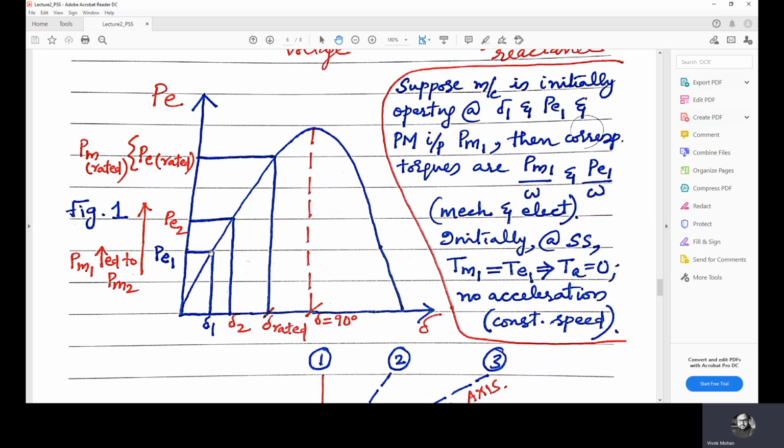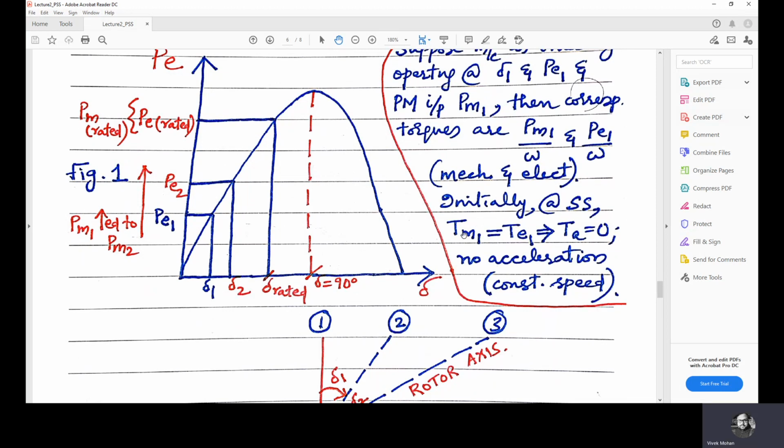In rotational motion, it is torque into angular velocity which is power. So torque equals power divided by angular velocity. So mechanical torque is PM1 by omega at this point, and electrical torque is PE1 by omega at this point, right? Initially we have mechanical torque equals electrical torque, and there is no acceleration or deceleration. That is why here it is written Tm1 equals Te1, which implies Ta, acceleration torque, equals 0, no acceleration, and the machine is at constant speed now.